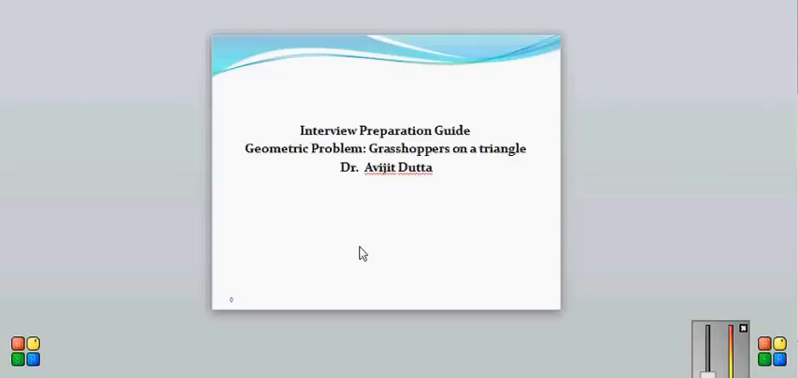Part of the interview preparation guide. Today we'll focus on a geometric problem that often shows up on interviews. The title of the problem is Grasshoppers on a Triangle. Let's first define the problem.